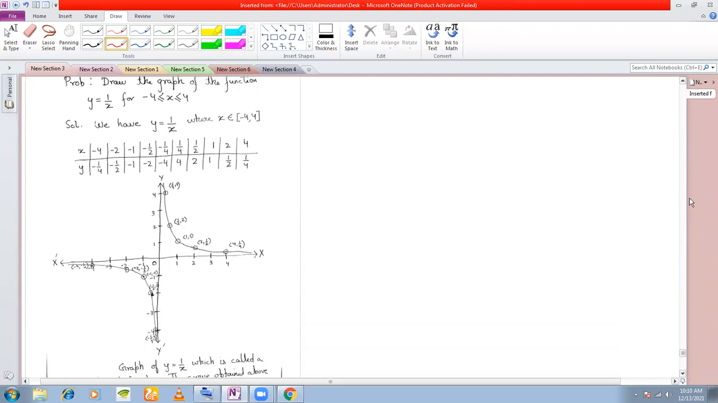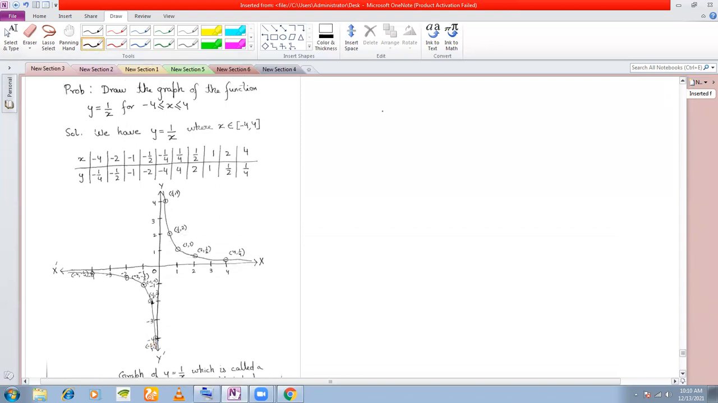Now this function here is also an important function. y is equal to 1 by x. And they have given you x belongs to the closed interval minus 4 to plus 4. That means x can only take values between minus 4 and plus 4, right? That means your graph will be limited to minus 4 and plus 4 here. Okay. So I have taken the various points and I have plotted these points here. And each of these points I have joined with the help of a continuous line. This is the graph of y is equal to 1 by x.